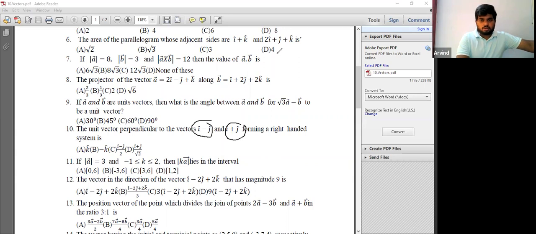Okay, then let's go to the next one. If mod A is equal to 3 and K is greater than or equal to -1, less than or equal to 2, then what is mod kA, lies in the interval? This is also very easy. Just now I gave you mod kA, you can take k out of the mod. So it will become k mod A. That lies in the interval what? It's very simple.